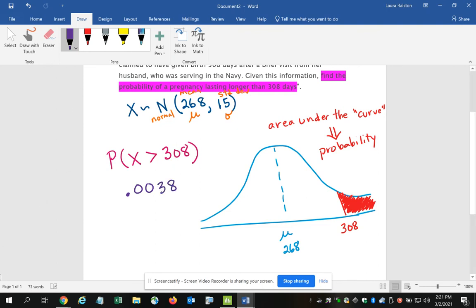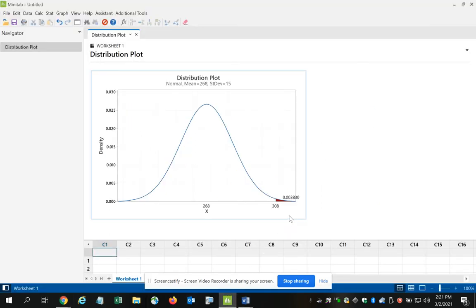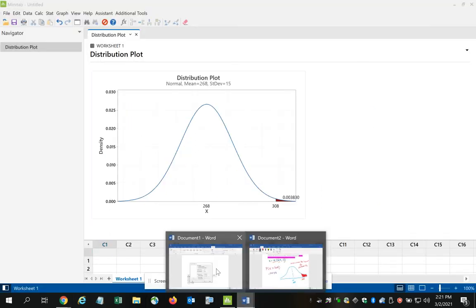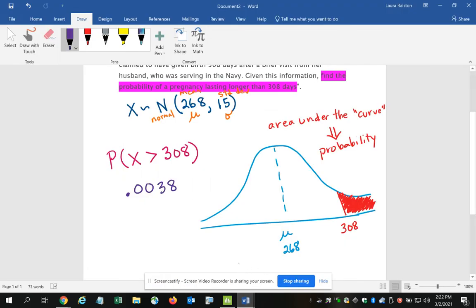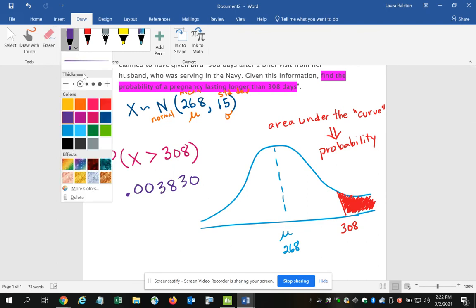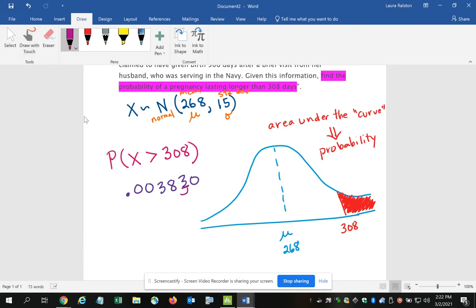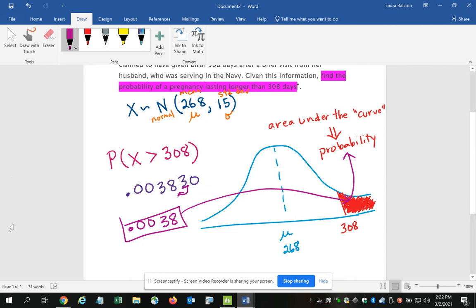Okay, so the answer that comes out of Minitab is 0.003830. Let me go back because I can't remember all the numbers. Typically, you're asked to round to 4 places. Okay, so the 5th place is a 3, so it's not going to bump the 4. So my answer is 0.0038. And that corresponds to this red shaded region, but that red shaded region represents the probability. So that would be the answer that I would give.